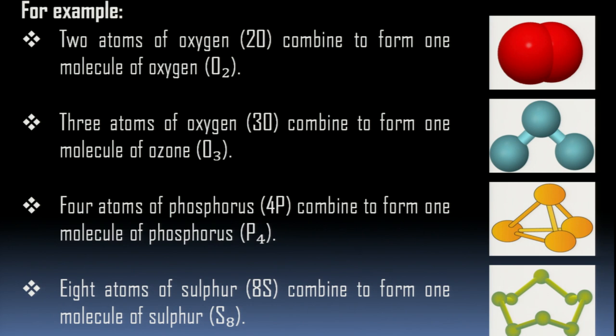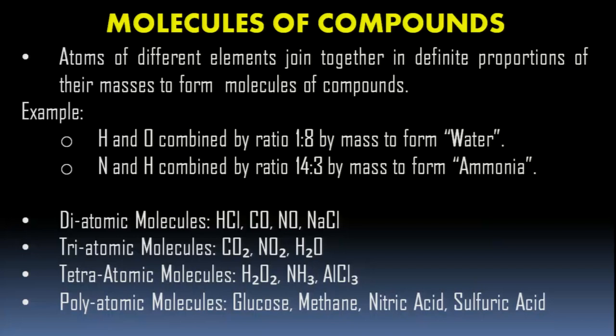Children, we have discussed the molecules of elements. They contain single elements, but two or more elements can also combine and form molecules. And these are the molecules of compounds. Atoms of different elements join together in definite proportions of their masses to form molecules of compounds.